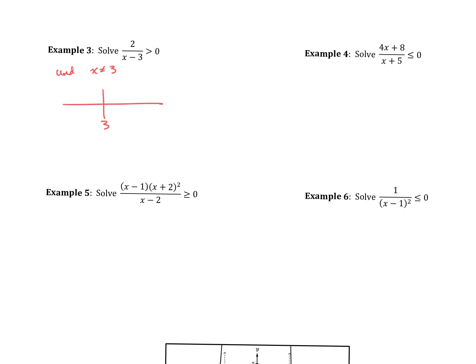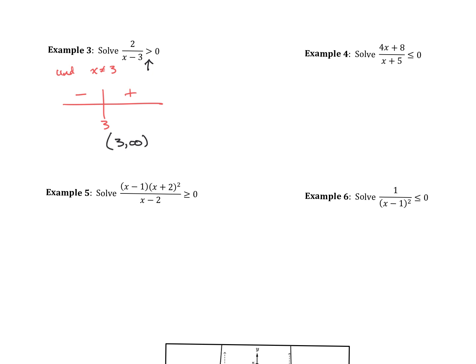Let's pick something less than 3, like 0. If we pick 0, we get a positive over a negative, so that's going to be a negative. If we pick something right of 3, like 4, I have a positive over a positive, which makes it positive. So let's answer our question now. I want this thing to be greater than 0. When is it greater than 0? From 3 to infinity. Does it get to include 3? No. Why not? Because it would be undefined there.